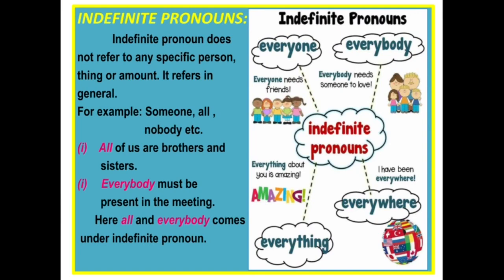Indefinite pronouns. Indefinite pronoun does not refer to any specific person, thing or amount. It refers in general. For example, someone, all, nobody, etc. Number 1, all of us are brothers and sisters. Number 2, everybody must be present in the meeting. Here, all and everybody comes under indefinite pronoun.